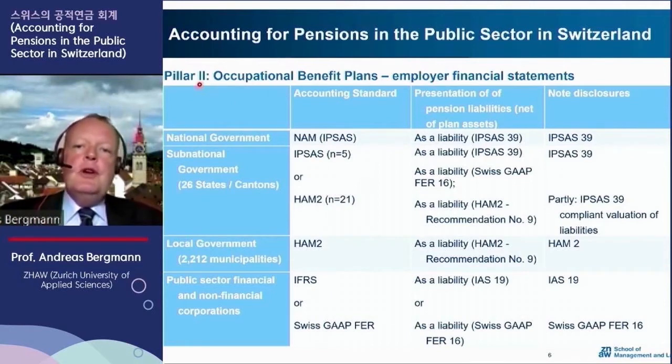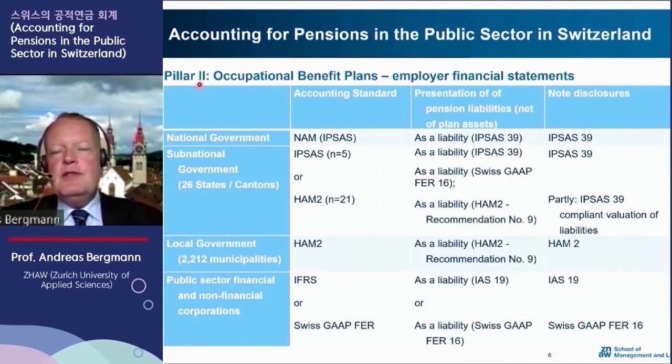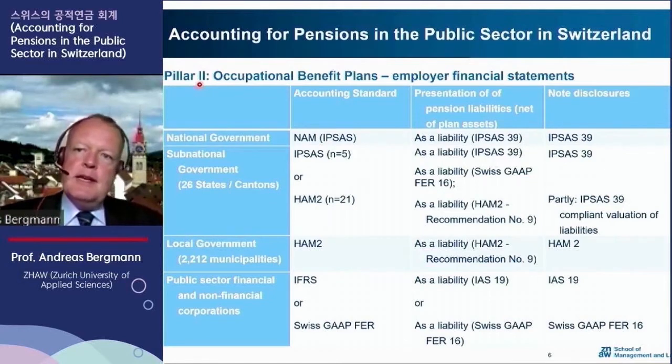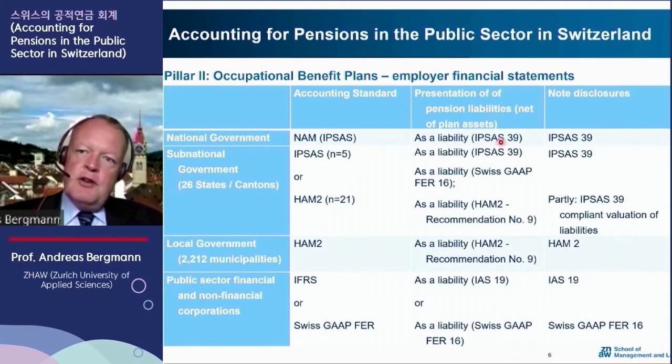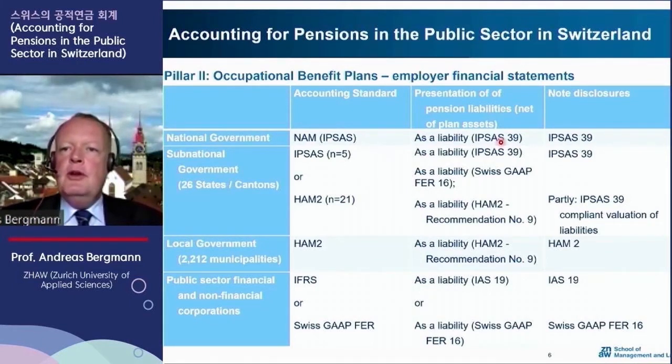For Pillar 2, it's slightly less harmonized because obviously we have different entities and different plans which are providing these employment pensions, occupational pensions. For the national government, we have one plan, which is Publica, as you have seen before, and the national government is using IPSAS 39 for the accounting of that liability. It is actually a hybrid plan, like all plans in Switzerland. It's the shared risk between the employee and the employer, and IPSAS 39 permits to share that risk.